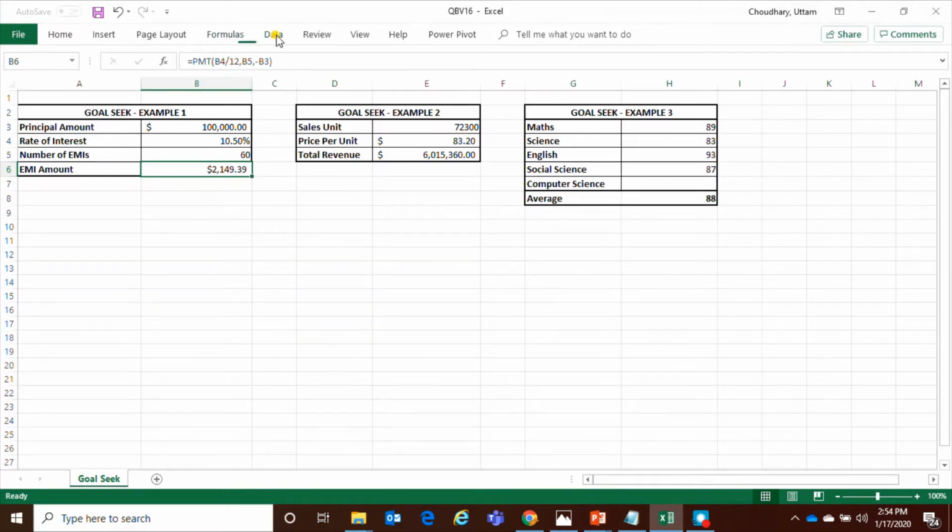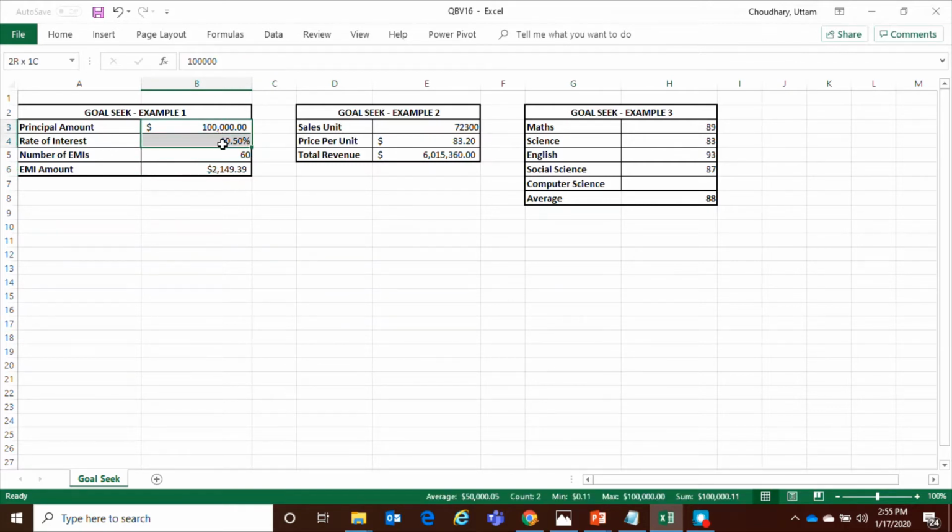Let me go to data, but before that, let me explain in what cases we need to use goal seek. Say for example, you have the EMI amount of 2,149.39, and you say to the bank, hey, I'm okay to pay $3,000 a month, but I want more principal. I want more value of loan. So how much more loan can you give me if I'm okay to pay $3,000 a month? That's a reverse calculation.